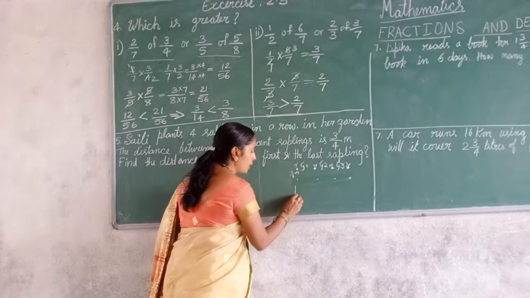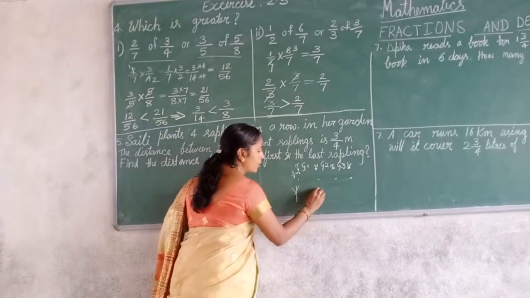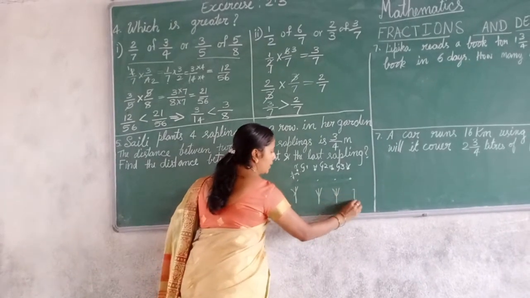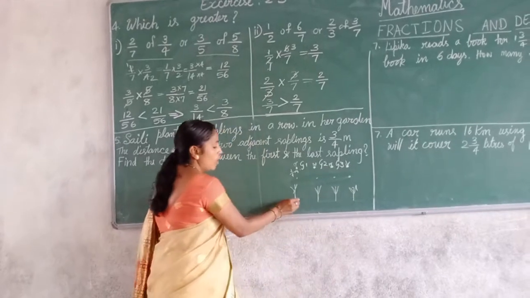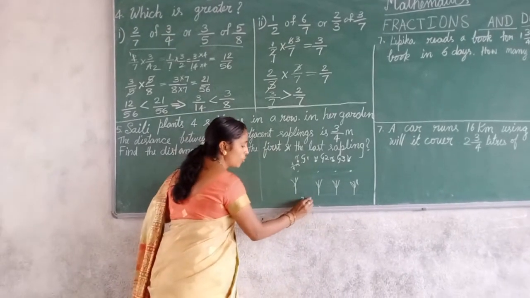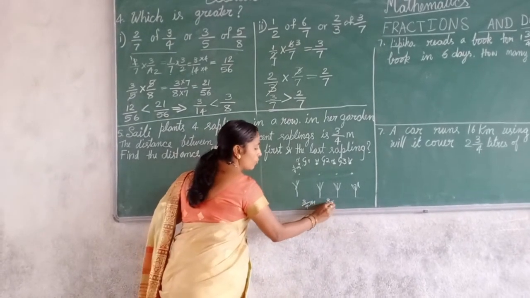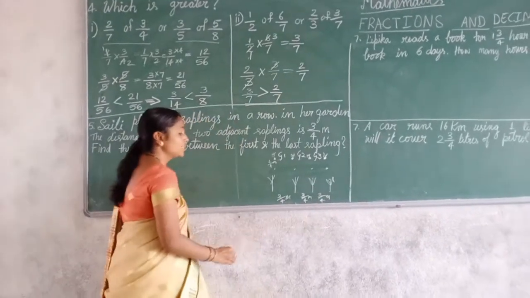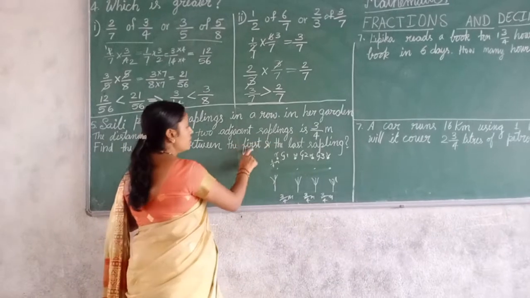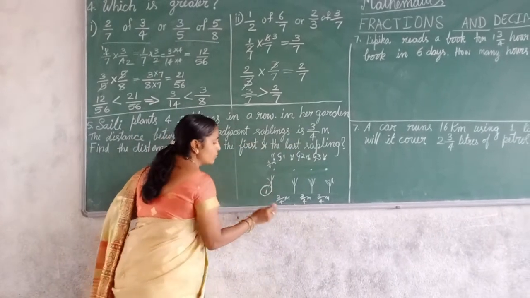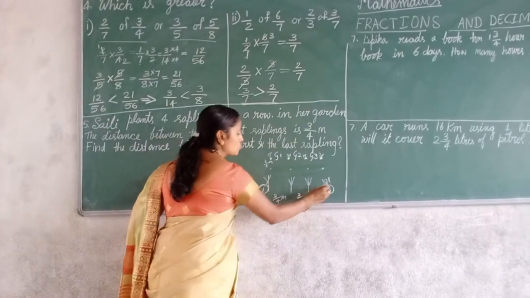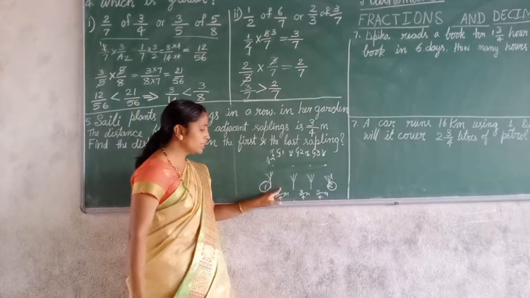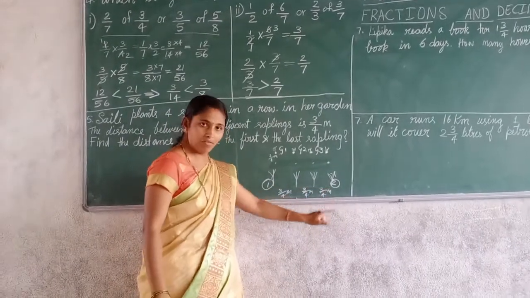How? Because in one row you can see there are 4 saplings. One gap is 3 upon 4 meter, 3 upon 4 meter, 3 upon 4 meter. They are asking for the first and the last one. This is the first one, this is the last one. So we have to find out this gap. Means if we add, we will get it.